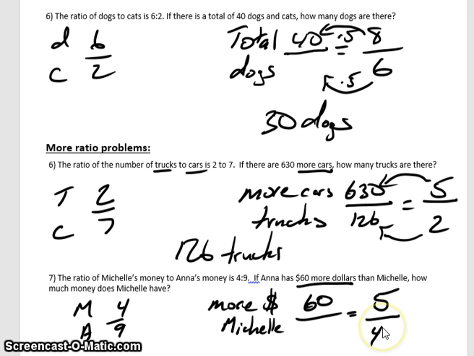Now we can solve. What are you going to multiply 5 by to get to 60? Well, remember, if you don't know off the top of your head, you do a division problem. It is 12, though. 5 times 12 does give me 60. If you do 60 divided by 5, yeah, 12 is going to show up. So now I know what to multiply by down here. 4 times 12 gives me 48. So Michelle has 48 dollars. Anna's going to have 20 more dollars there.